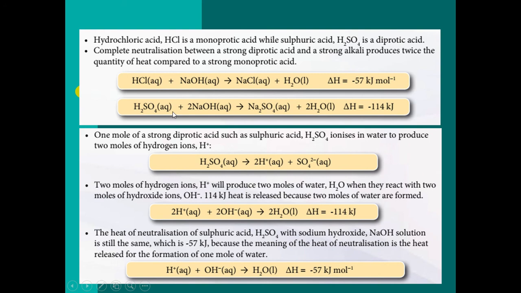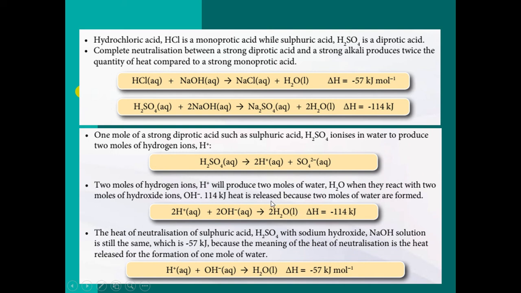Kalau equation guna monoprotic, dia akan produce 57. Okay, because dia produce 1 mole of water. Okay, so the heat of neutralization of sulfuric acid with NaOH is still the same, which is 57, because the meaning of heat neutralization is the heat released for the formation of 1 mole of water. Akan tetapi untuk nilai delta H ataupun heat of neutralization still sama, negatif 57. Kenapa? Sebab kita define delta H ni adalah untuk 1 mole sahaja.